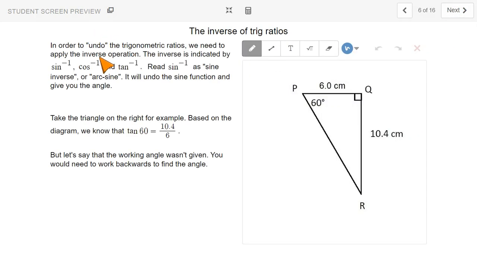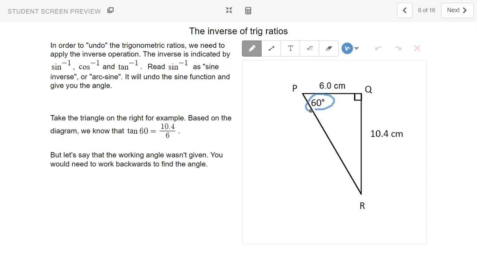So let's summarize. What we just did is we did the trigonometric ratio, but the undoing version. When we undo it, we apply the inverse operation. So we have inverse of sine, inverse of cosine, and inverse of tan. And we read it as sine inverse or arc sine, and we'll undo the sine function, and it gives you the angle. So let's look at this triangle.